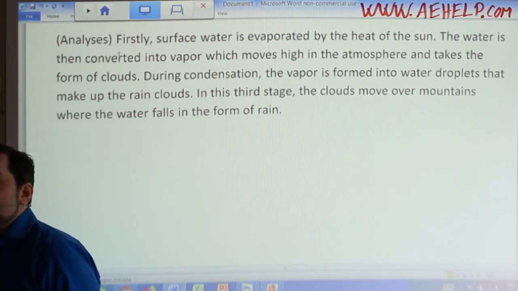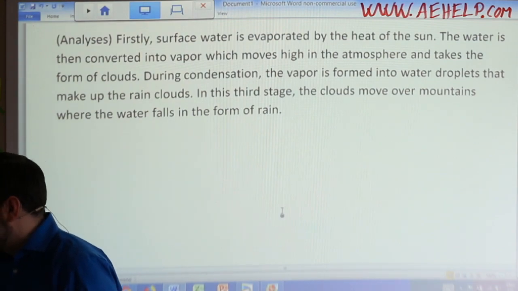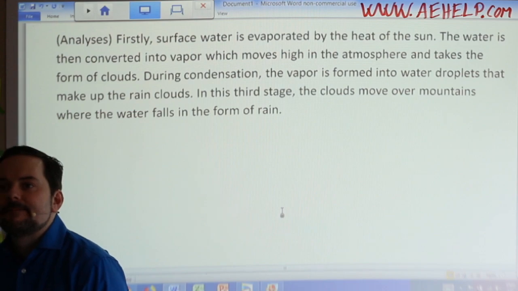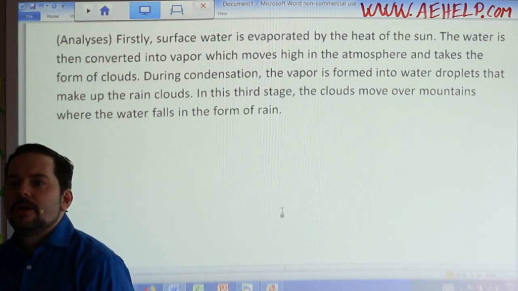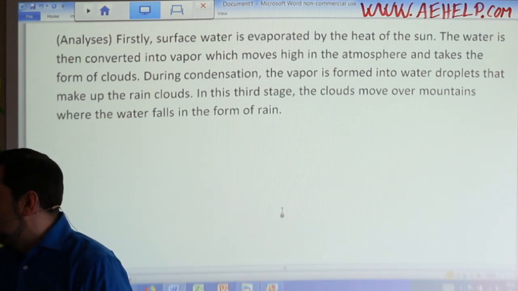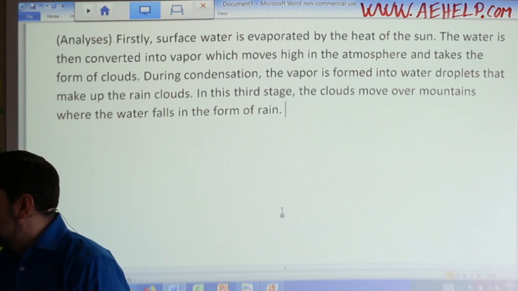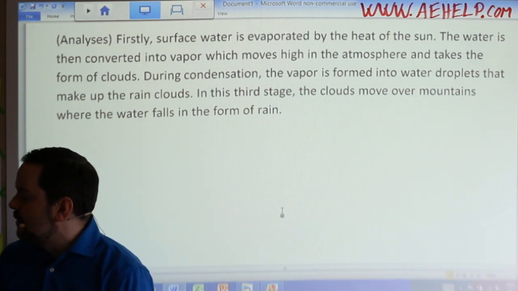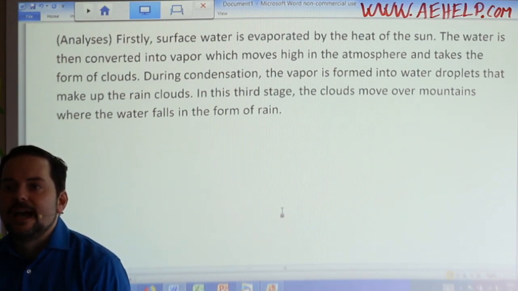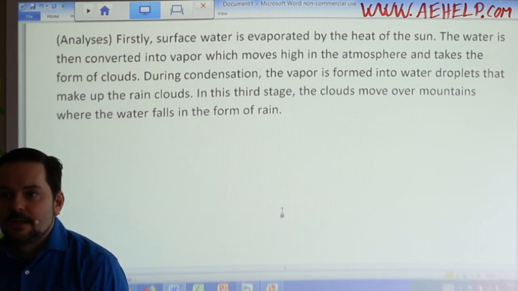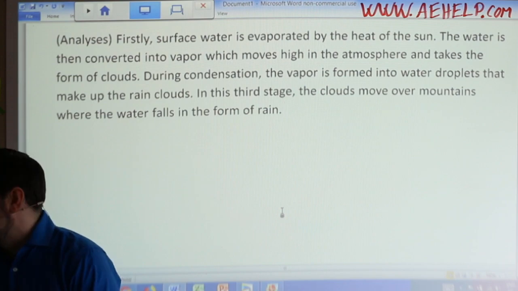So what happens in this stage? Okay, we've already said that in the third stage the clouds move over the mountains and the water falls in the form of rain. So we've already mentioned that. Now we need to talk about what happens to the rain. Okay, what happens to the rain?